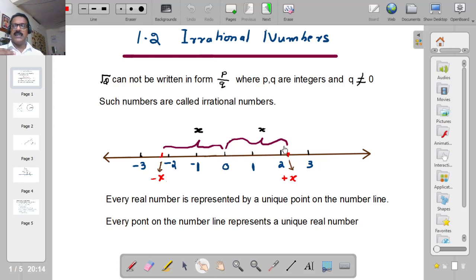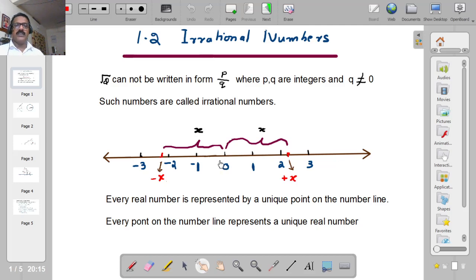If x is a negative number, that is, if we are given the number negative x, then negative x is located to the left side of the point 0, at a distance of x units away from the point 0 on the number line.